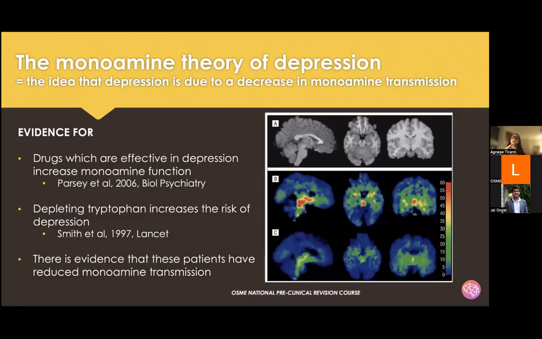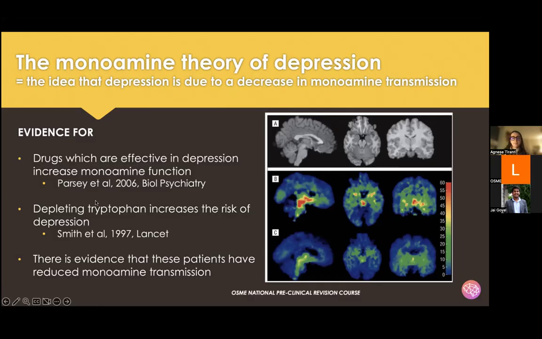So starting with the theories of depression. The monoamine theory of depression is the idea that depression is due to a decrease in monoamine transmission. And just to remind you, serotonin is a monoamine. Evidence for this theory is that drugs which work in depression increase monoamine function.